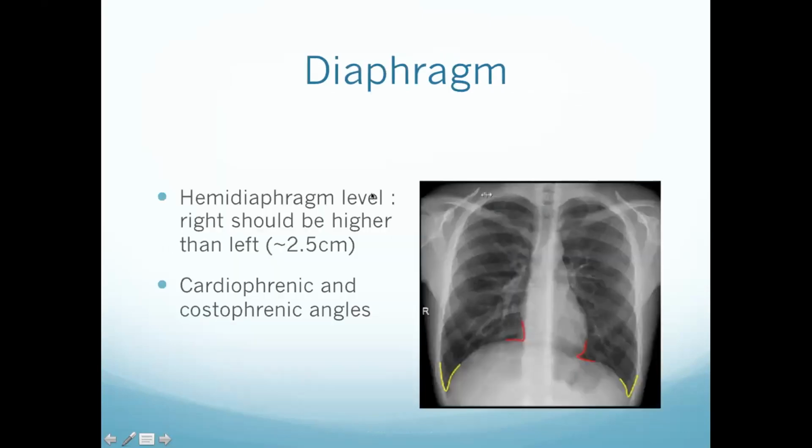Then D, the diaphragm. You can see all these angles here. So you've got the cardiophrenic angles and the costophrenic angles. You want to be seeing if there are any effusions or consolidation which are obscuring these. Remember that the left is always a bit lower than the right. That's because the heart's lying on it and pushing it down.